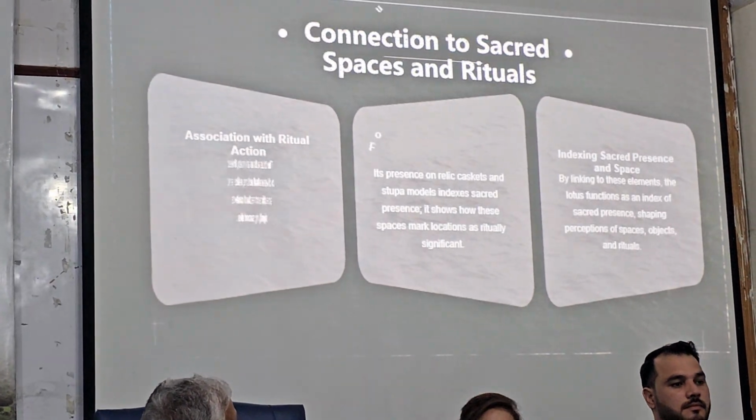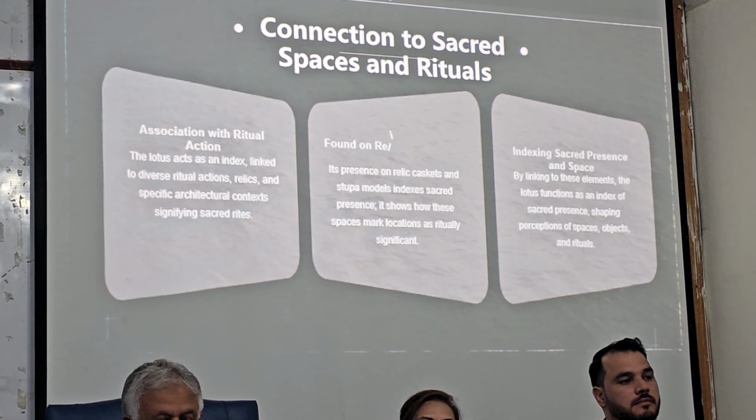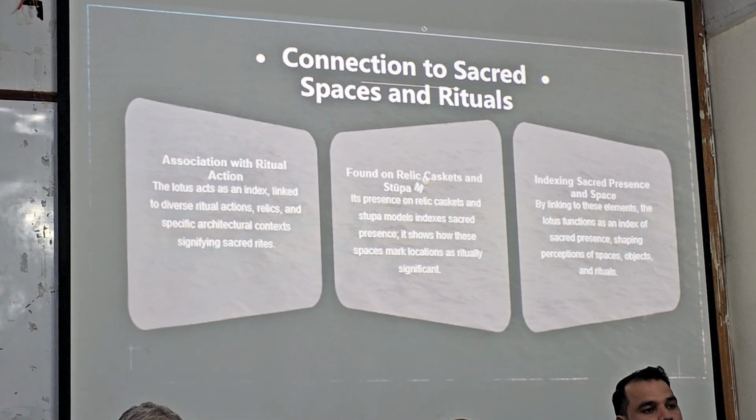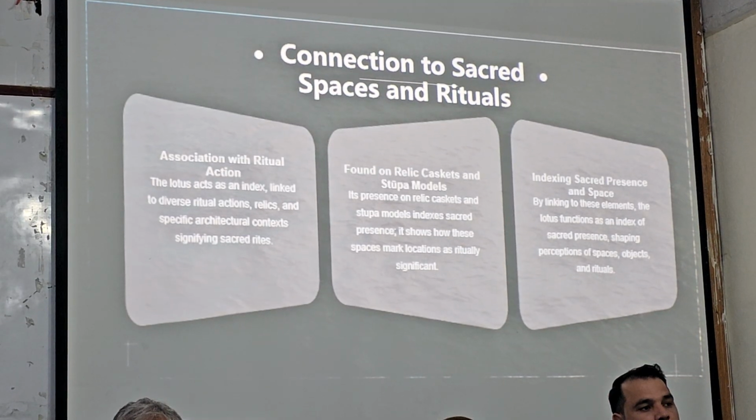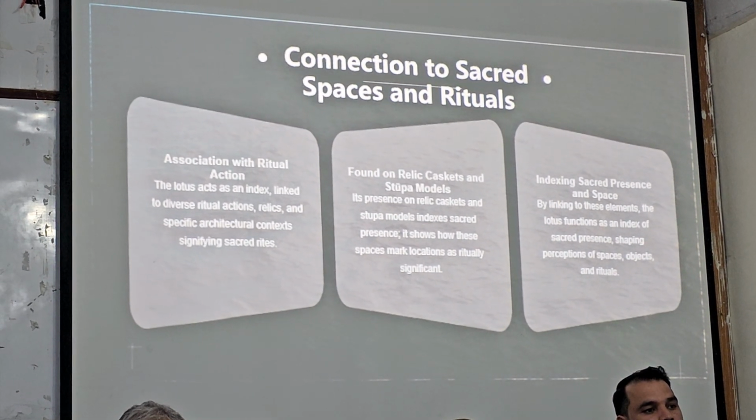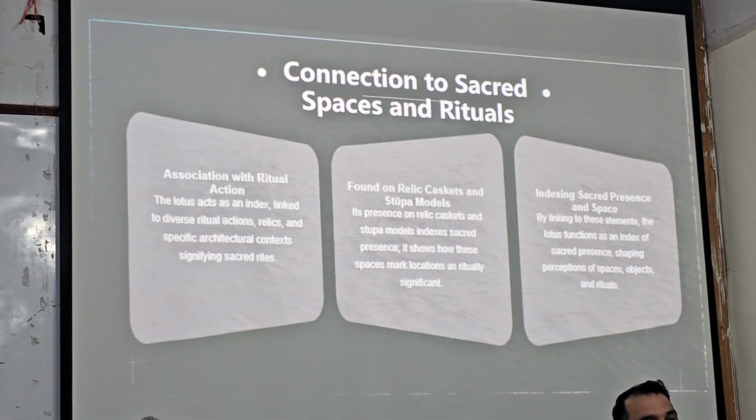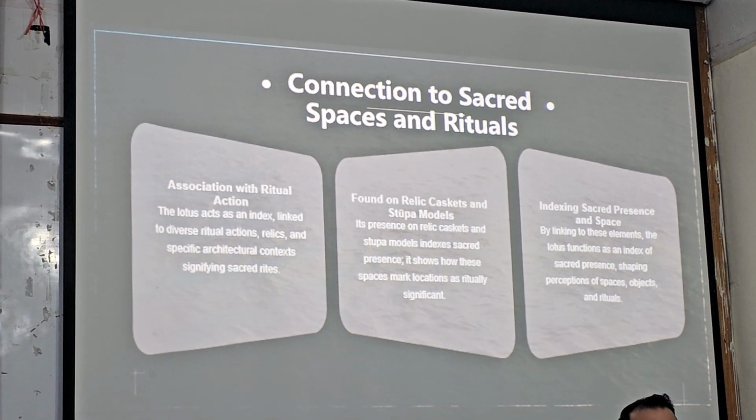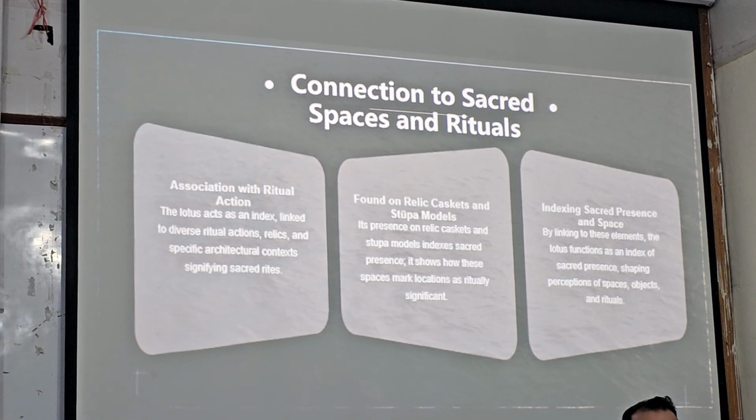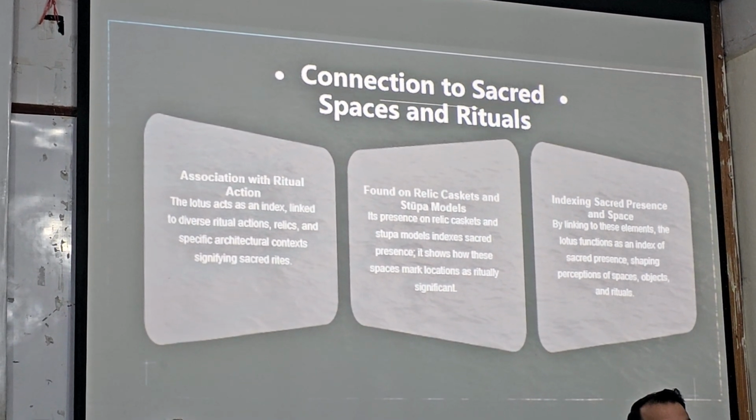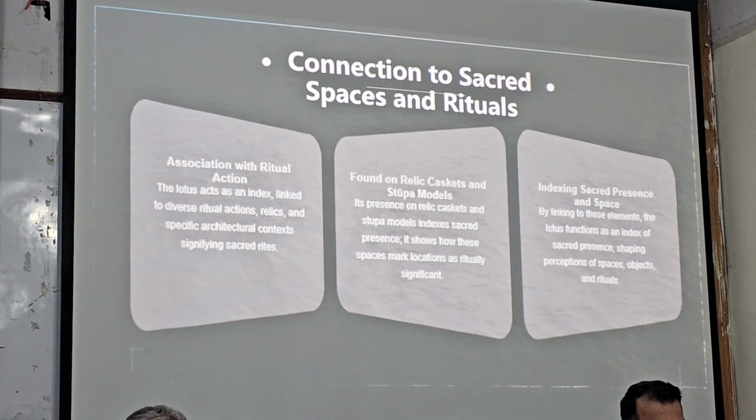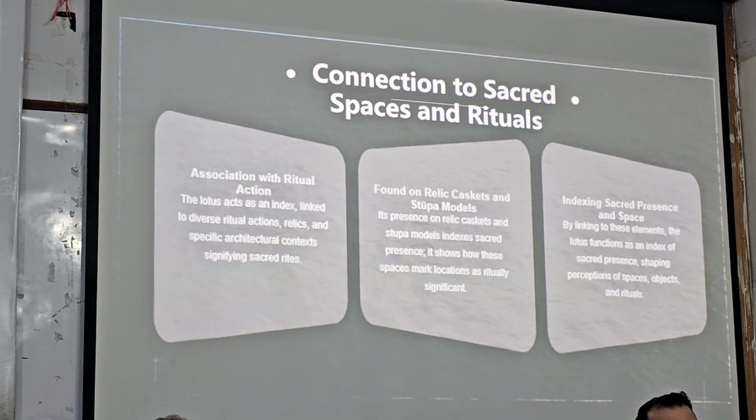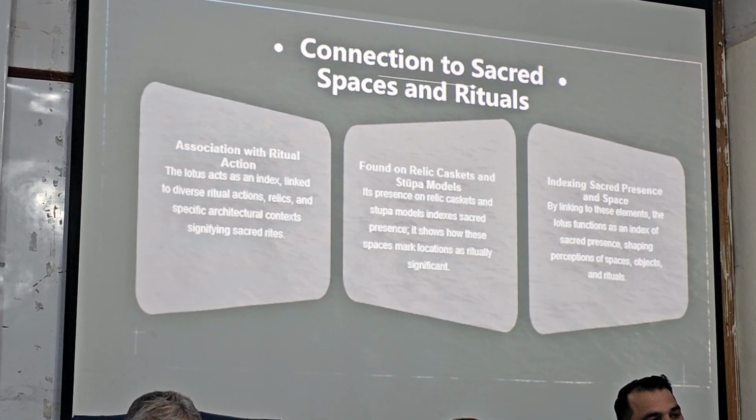Then we talk about indexicality, the association with ritual action found in relic caskets. What is an index? It is more of a context to something that we study or look at. It is looking at the broader perspective where the sign is placed in positions where it is not usually seen. So seeing the lotus on the relic casket is a different sort of representation than its iconicity, its physical form of representation. The lotus acts as an index linked to diverse ritual actions, relics, and specific architectural contexts.